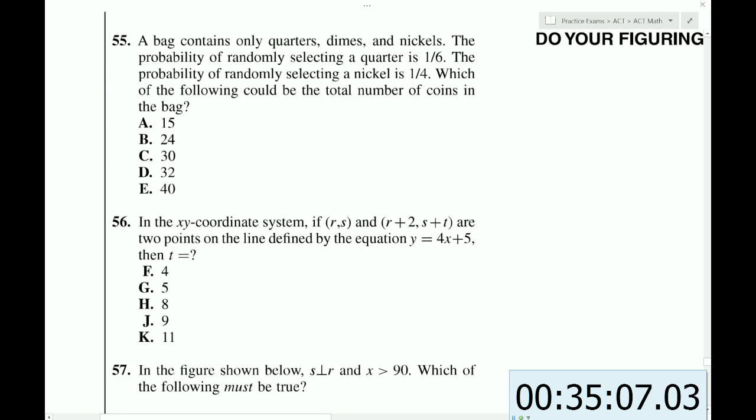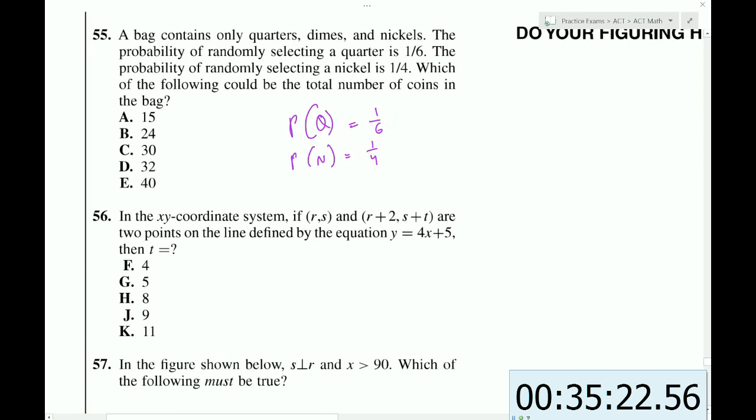A bag contains only quarters, dimes, and nickels. The probability of randomly selecting a quarter is 1/6. So probability quarter is 1/6. The probability of randomly selecting a nickel is 1/4, which is fine. Could be the total number of coins. Okay. My answer would be 24 right away, because that's a common multiple of these. So if I multiply by 4 over 4, I would get 4 24ths, and here's 6 24ths. So then I could have 4 of those coins, 6 of those coins, and then that makes 10, so then I would have 14 dimes.